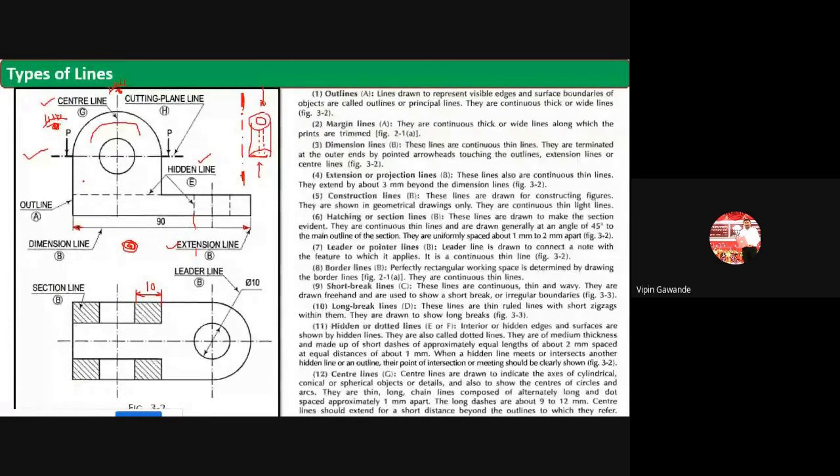Okay, now the third line it is outline. Outline it means it is the boundary of our drawing. It is shown with dark lines. ओके, सो हे आपल्याला HB पेन्सिलने ड्रॉ करायचं आहे. कुठलं? आउटलाईन. आणि आतमधले जे दिसत आहे आपल्याला ते हिडन लाईन, सेंटर लाईन, these are drawn using H and twice H. Okay, dimension lines and extension lines.